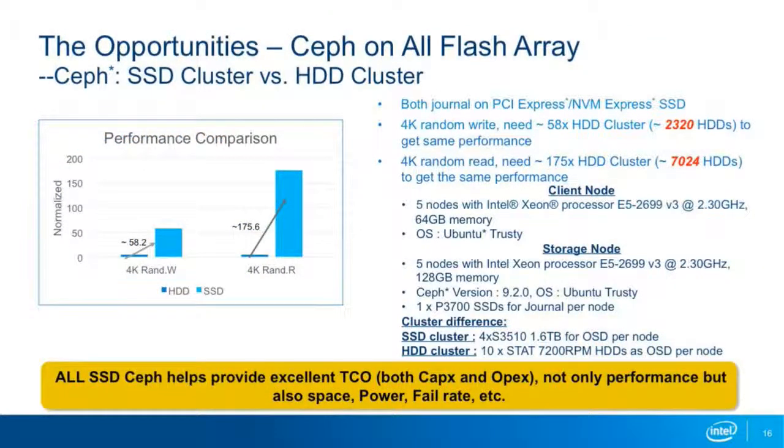This is a comparison we did between this SSD cluster and the HDD cluster. We simply did some mathematical calculation here. There are a lot of assumptions, but we tried to see how many HDD nodes we need to achieve similar performance to this cluster. We can see that for 4K random write, the all-flash array cluster is about 58 times the HDD cluster, and for 4K random read it is actually 175 times the HDD cluster. So the cost advantage is really obvious in this scenario.